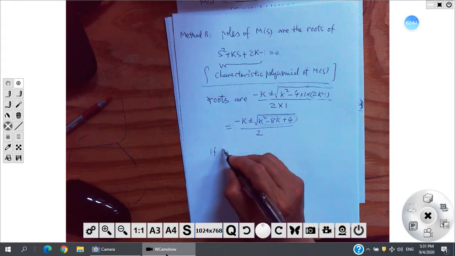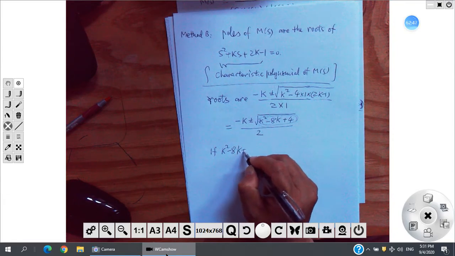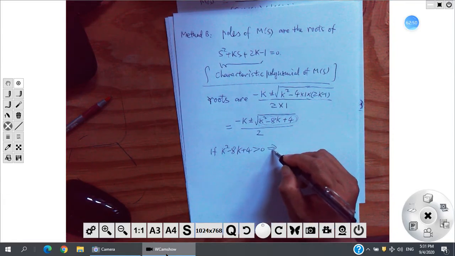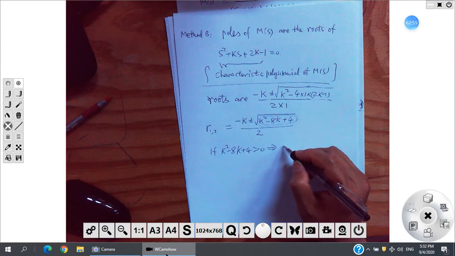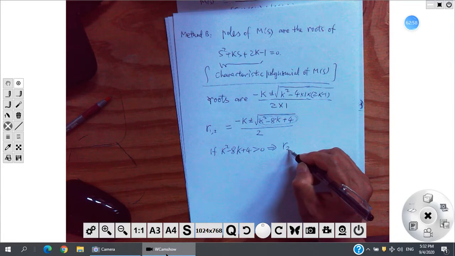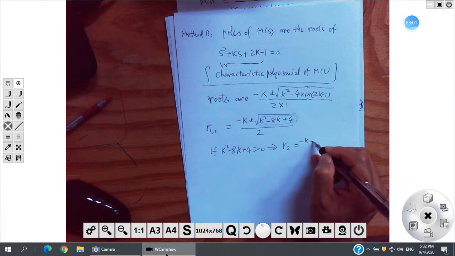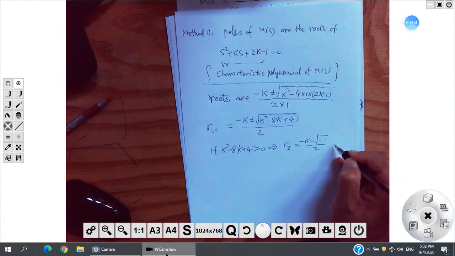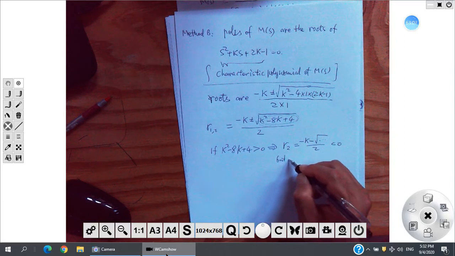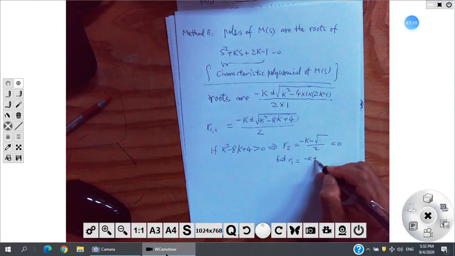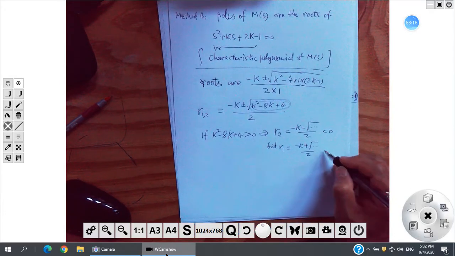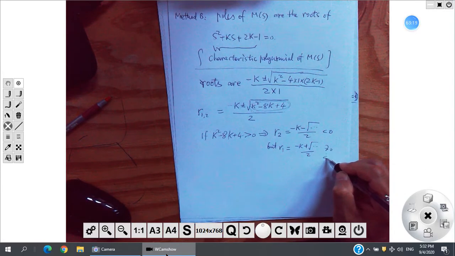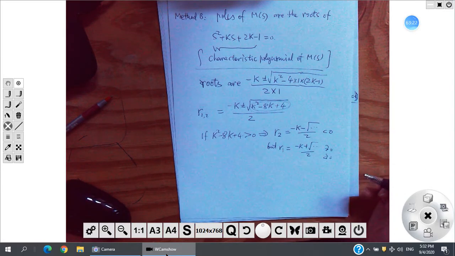If k squared minus 8k plus 4 is positive, then we have the roots 1 and 2, right? Root 2 equals negative k minus the square root over 2, which is smaller than 0, but root 1 is negative k plus this, which is something. Whether this is positive or negative, you need more details discussed, right? I just leave it here.